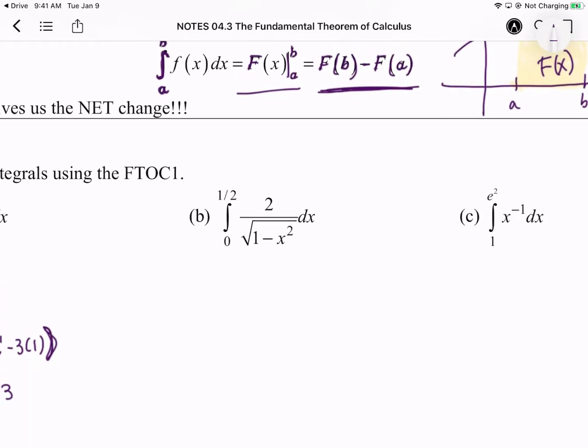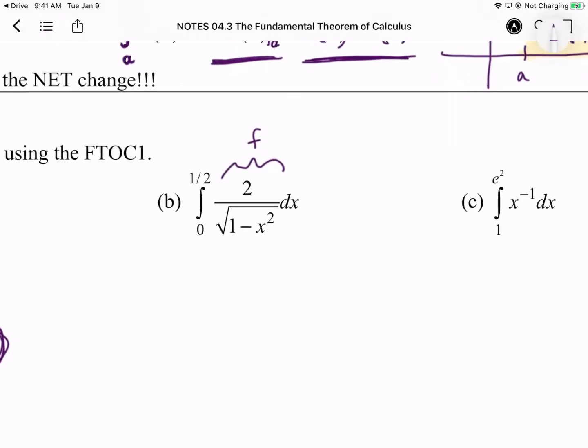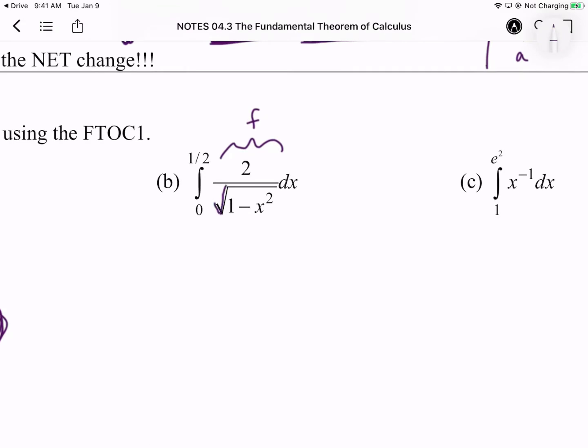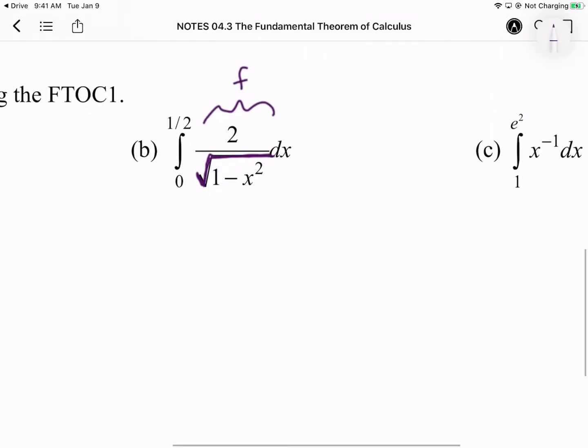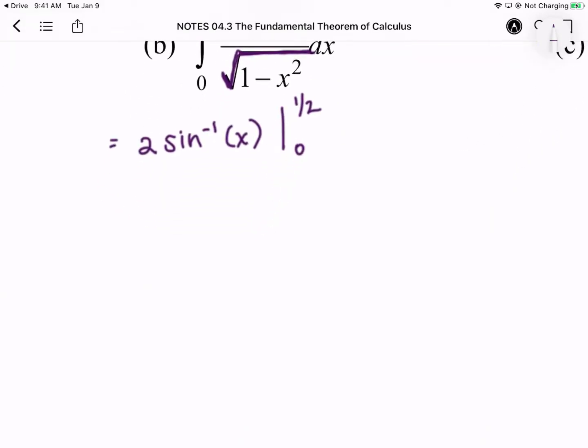Let's try B. We're going to rewrite it this way first. I have little f right here, and I need to figure out what's big F. This is one of my inverse trigs. You should start recognizing the inverse trig so you don't get confused when they come up. If you look back at your table for antiderivatives, this is the inverse trig. 2 is my constant, and this is inverse sine. So that's my big F, and I'm evaluating this from 0 to 1/2.